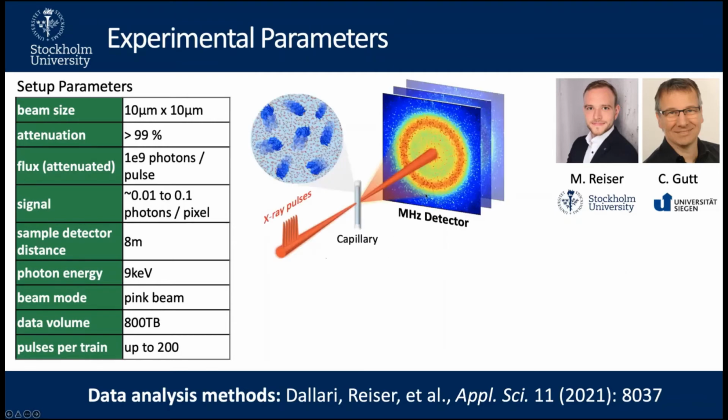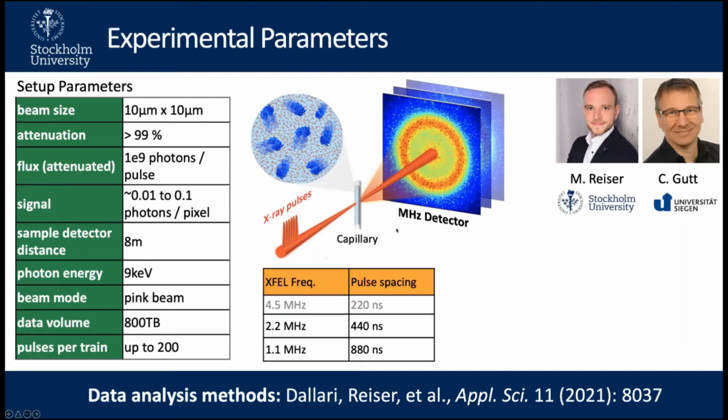And this is the layout, like I showed you already. So you have these X-ray pulse trains that come into your sample. And one interesting thing we could do here, a funny knob that we had, was to tweak the EuXFEL frequency. It was not possible to go to the highest frequency, 4.5 megahertz, but we could vary at 2.2 and 1.1 megahertz.